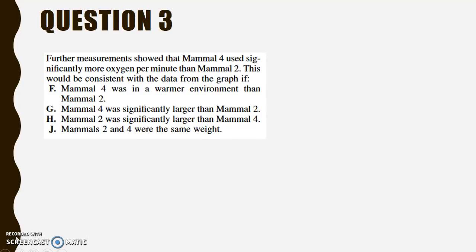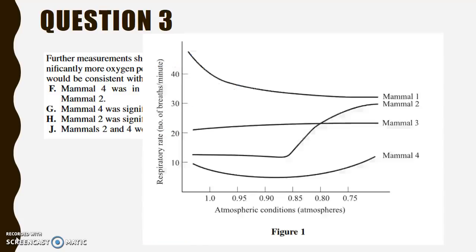Question 3. Further measurements showed that mammal 4 used significantly more oxygen per minute than mammal 2. This would be consistent with the data from the graph if. This is a little bit of a harder question. It's asking you to draw conclusions based off of the information that you got, therefore making it an inference question. If we look at the graph, we notice that mammal 2 has a much higher respiratory rate than mammal 4.